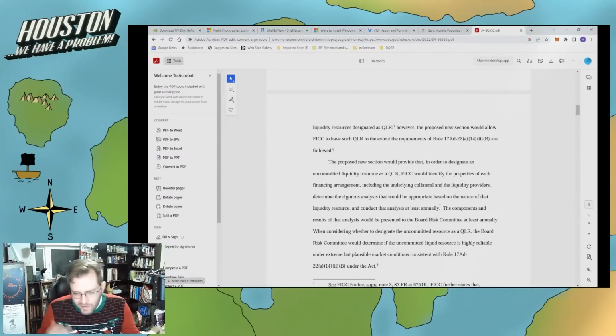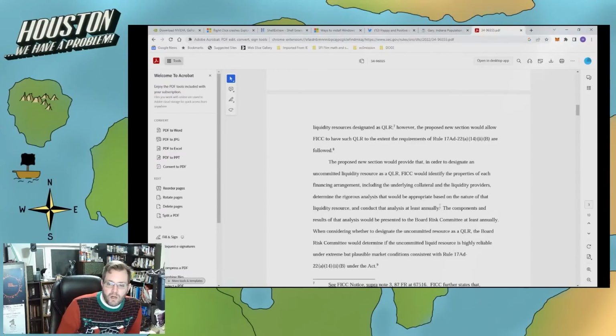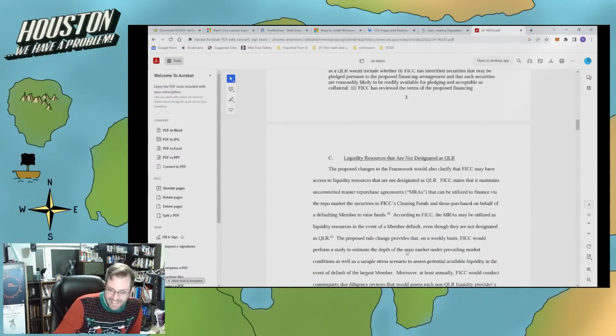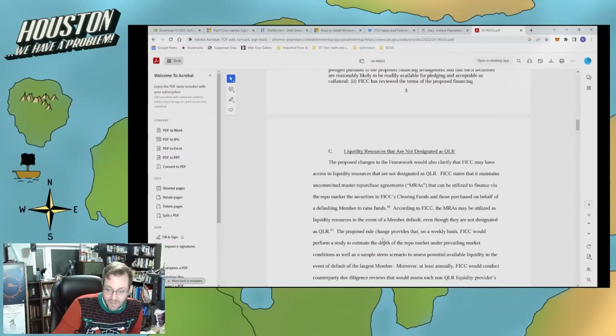So it sounds to me like they're looking at those who are borrowing, i.e. margin or collateralizing their debt, that their collateral will be looked at as to how easy it is to turn it into cash. And that can have to do with market conditions, okay? Because sometimes you can sell stuff for a lot of money and sometimes you cannot.